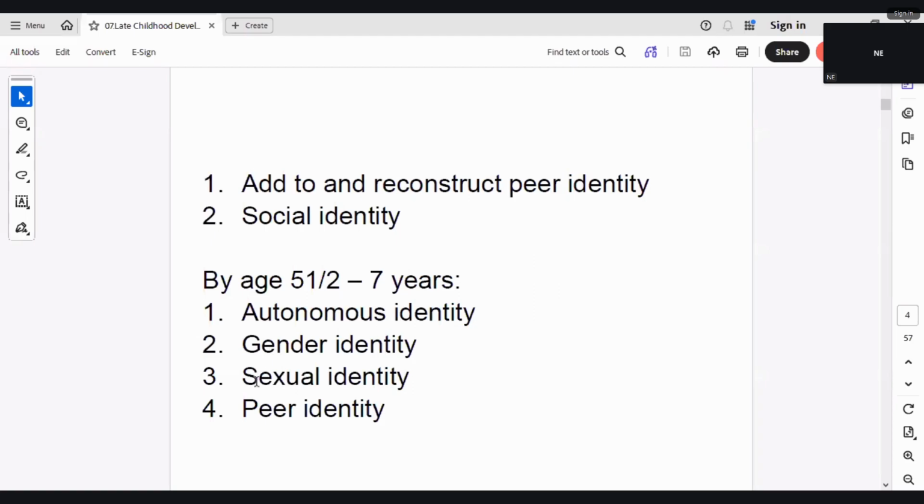Their sexual identity here, again, I remember a mom talking to me about her 6-year-old boy who has a crush on his friend at school. He likes her, he brings her flowers. And so it's kind of the beginning of a preference, if you will. And then peer identity, as we talked about, is how do you function within a group?